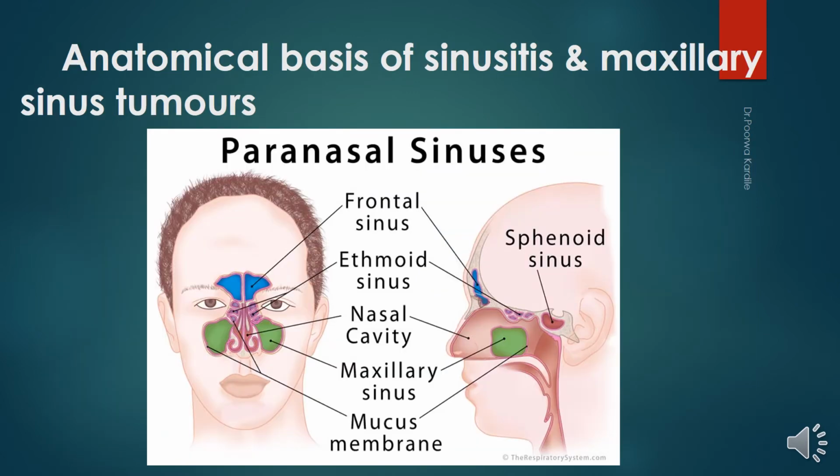In all, there are five pairs of paranasal sinuses. So there is the frontal sinus, ethmoid sinus, sphenoid sinus, maxillary sinus, and mastoid sinus. Sinusitis is inflammation of the mucosa of the paranasal sinuses. If the frontal sinus is involved, the frontal sinus is closely related to the frontal lobe of the brain. So frontal sinusitis can cause frontal lobe abscess.